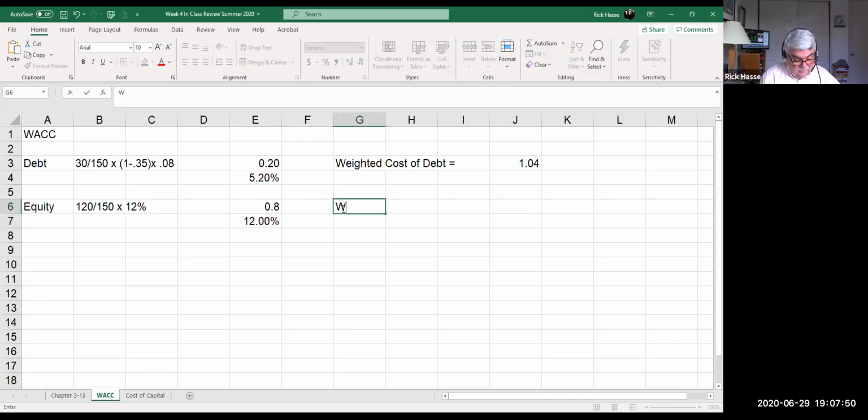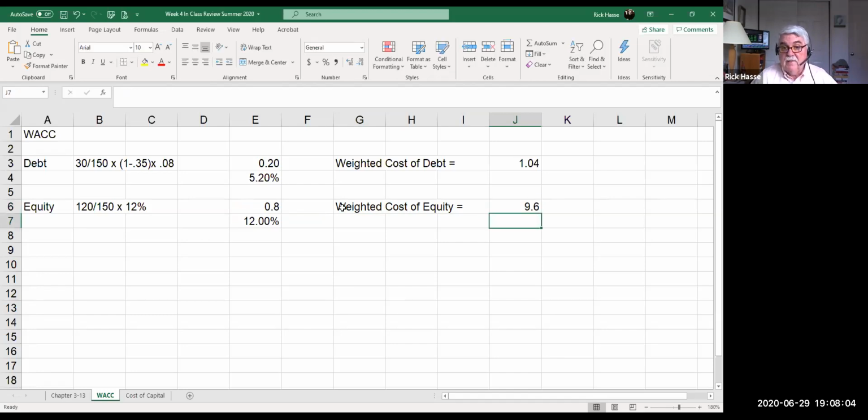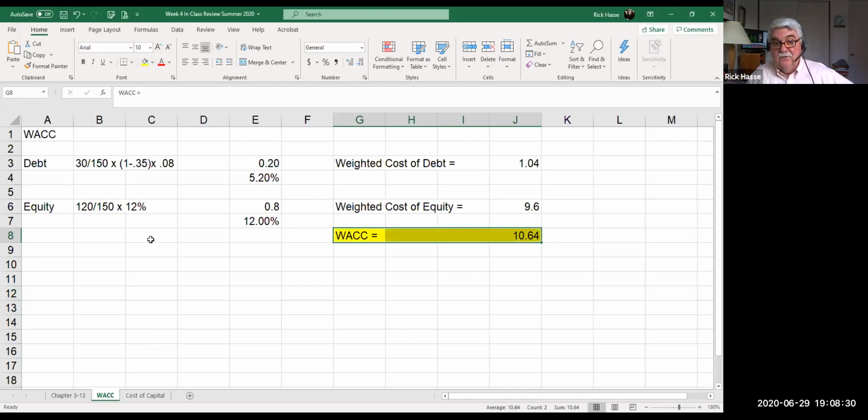So our weighted cost of equity is equal to 80% times 12%, 9.6%. That's our weighted cost of equity. So our total WACC is equal to, you add the two together, 1.04 plus 9.6, 10.64% is our WACC, the combination of the two.